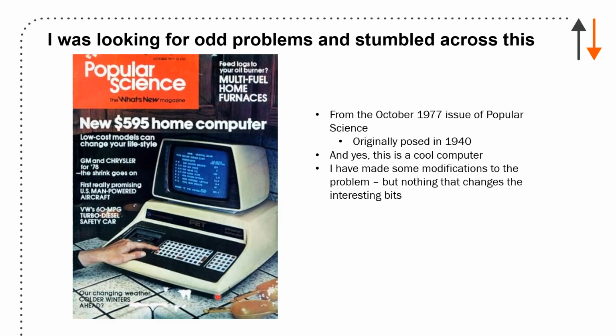I tried to look for some odd problems, and this is from October 1977. It was originally posted in 1939, and this, for all of you who are guffawing, is actually a pretty cool computer. I've made some modifications to the problem, slight changes to wording, and also flipping from miles to kilometers. Yes, and it is a really cool computer. It would have been one of the first ones that I would have been able to find and buy at the time.